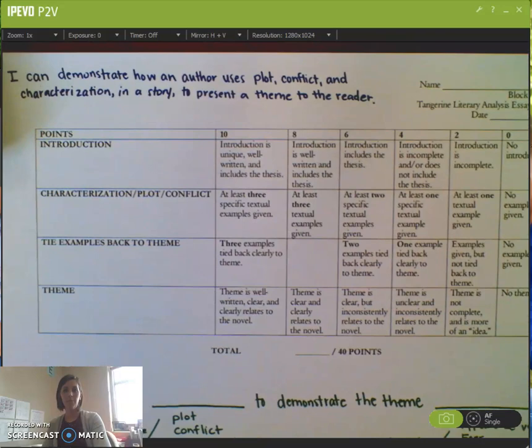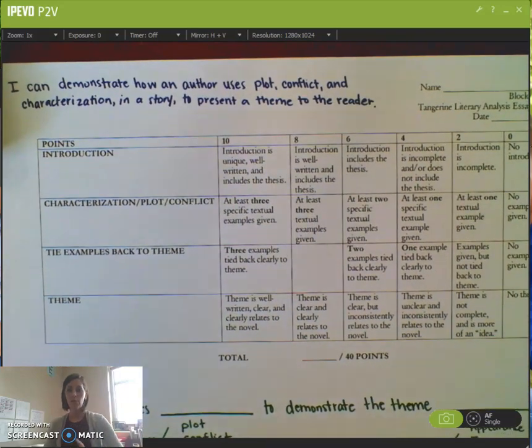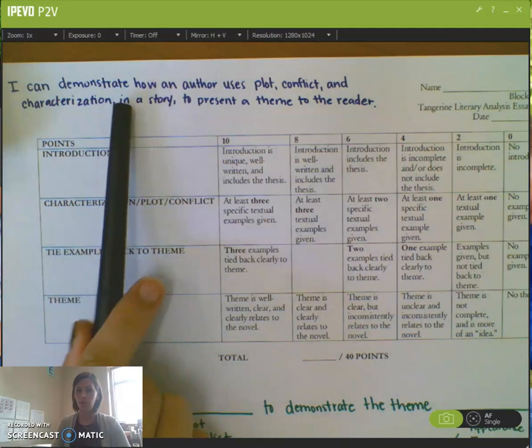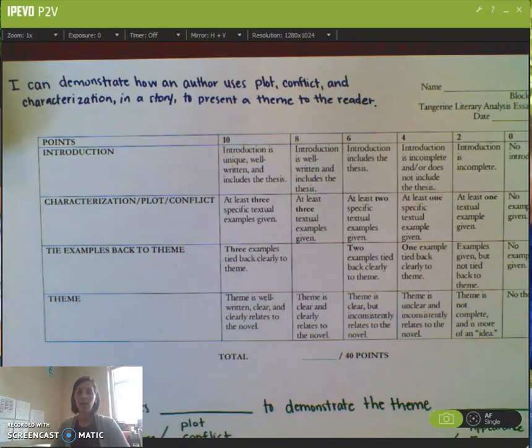So before we get too much further, our goal for today for our e-learning lesson is to prepare for the summative assessment. In doing that assessment, we're doing this so I can demonstrate how an author uses plot, conflict, and characterization in a story to present a theme to the reader. So all of these things are things we've discussed all throughout quarter one. Now we're just putting them together and showing what we know.